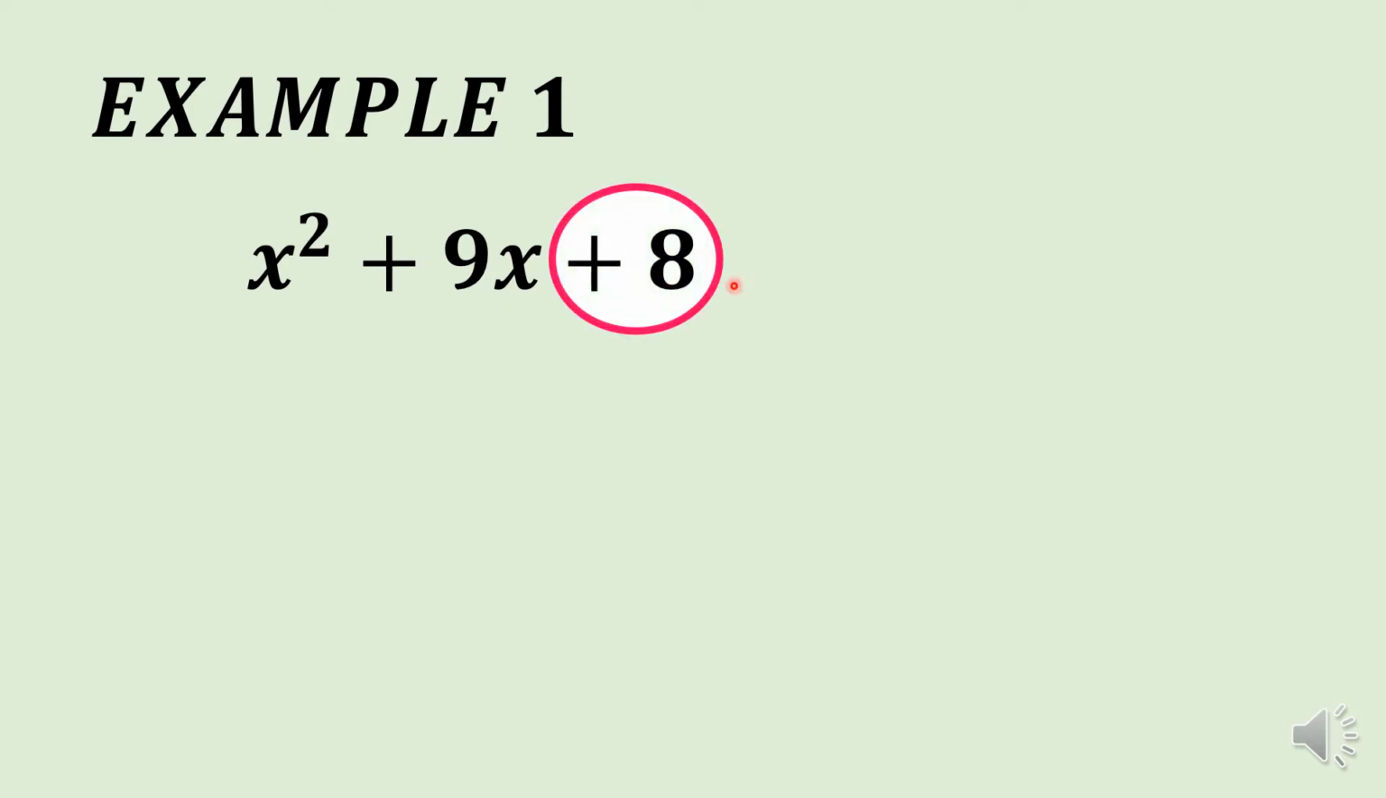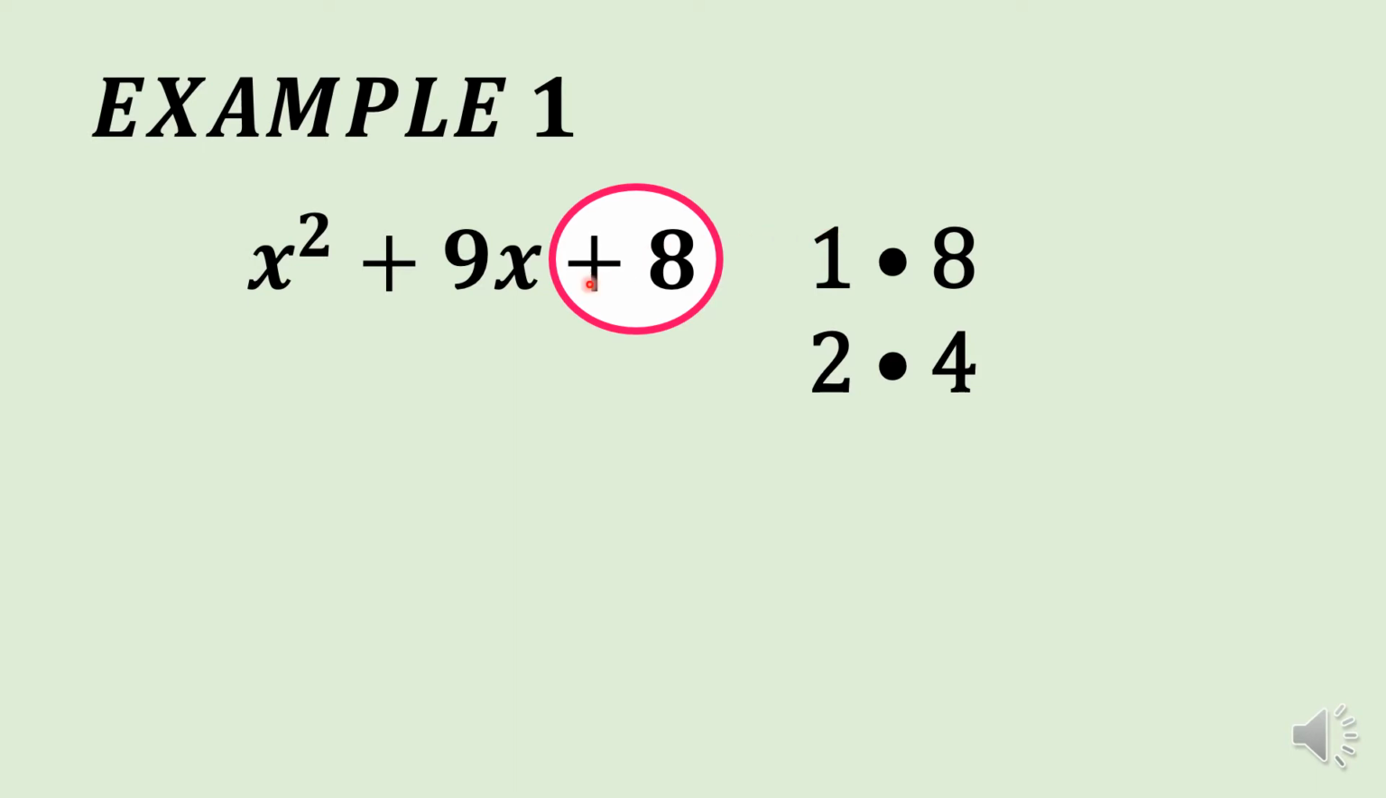Okay, so example number 1, we're going to find the factors of x squared plus 9x plus 8. Our first step here is to find the factors of 8. So what are the numbers, ano yung mga numbers na kapag tinimes natin, ang result ay 8. So we have 1 times 8. We can also have 2 times 4. Then same with 4 times 2 and 8 times 1.